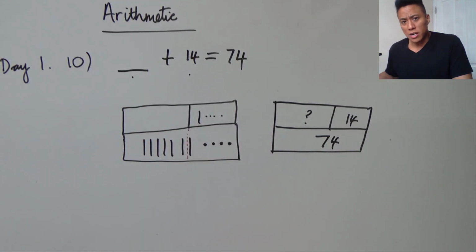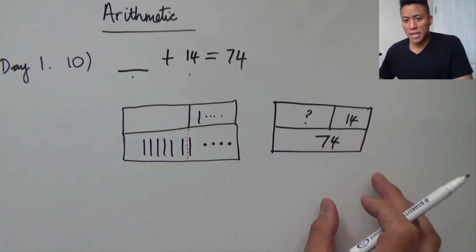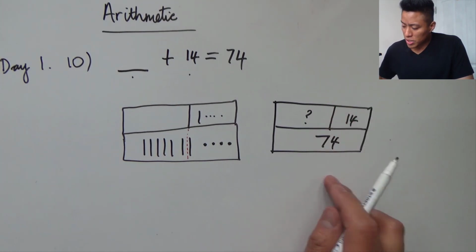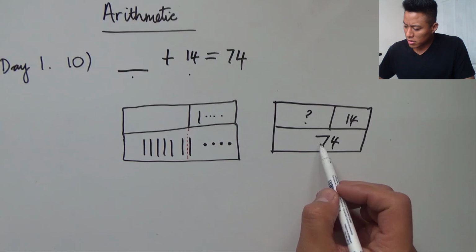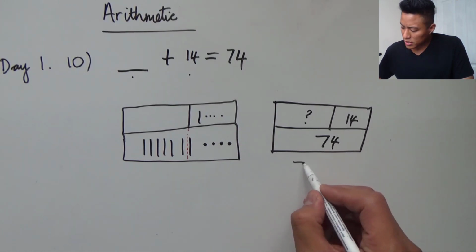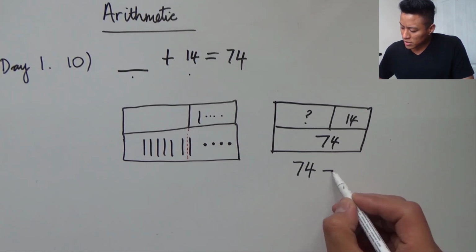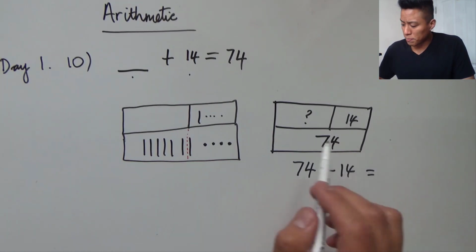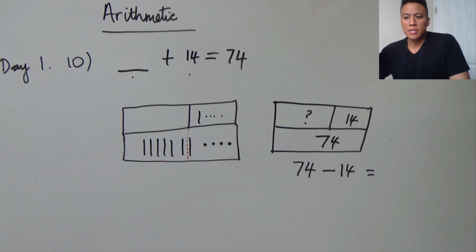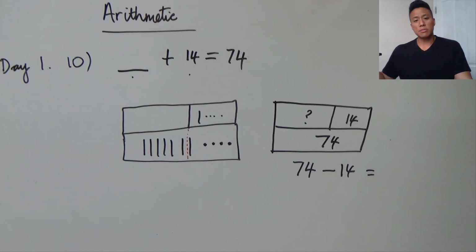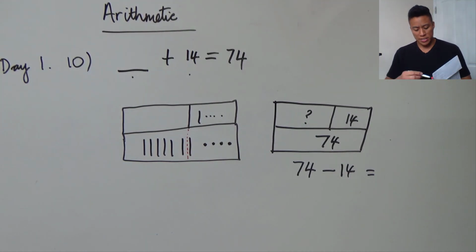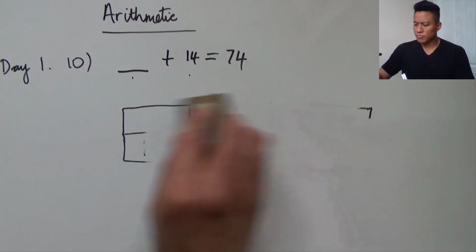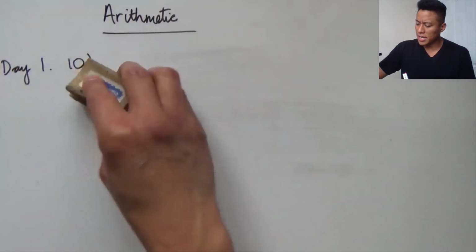If you're finding it hard to visualize what's going on, put it in a bar model, and then you could rearrange the number sentence. So now you've got a new number sentence here. Look, I know that I've got 74, and I'm going to subtract 14 so that I'm working out this here. See if you can work that out. I'm not going to work out the answer for you. Figure out a method that you can use to solve that number problem. That was question 10 on day 1.